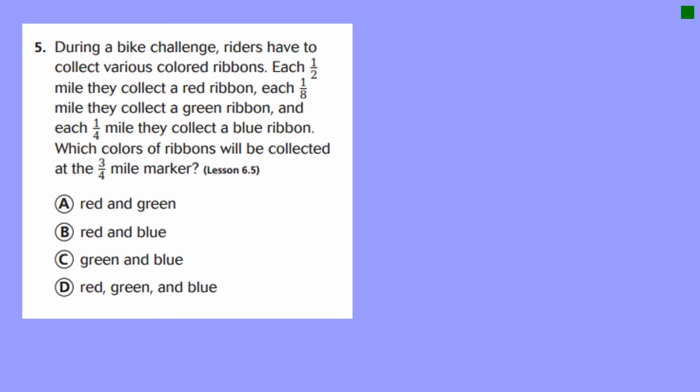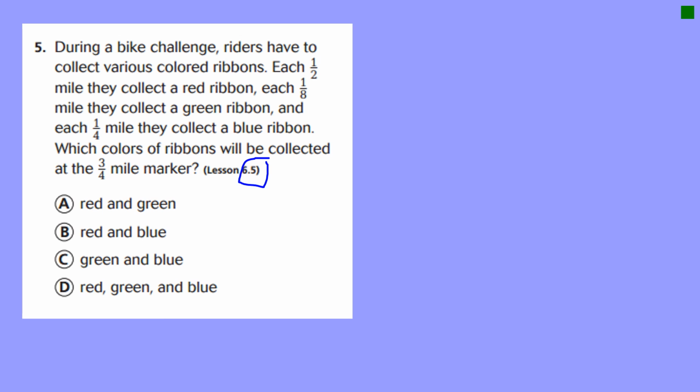Whew. Oh my goodness. Look at the review problem. This has fractions in it too. This is chapter 6, lesson 5. Oh, we can do this. During a bike challenge, riders have to collect various colored ribbons. Each half mile, they collect a red ribbon. Each 1/8 mile, they collect a green ribbon. And each 1/4 mile, they collect a blue ribbon.